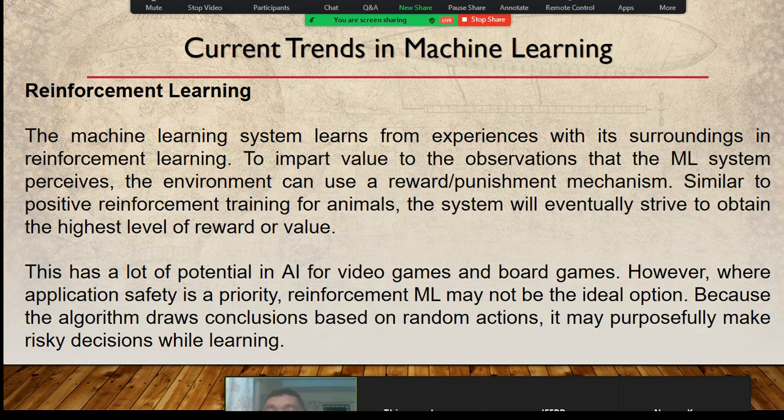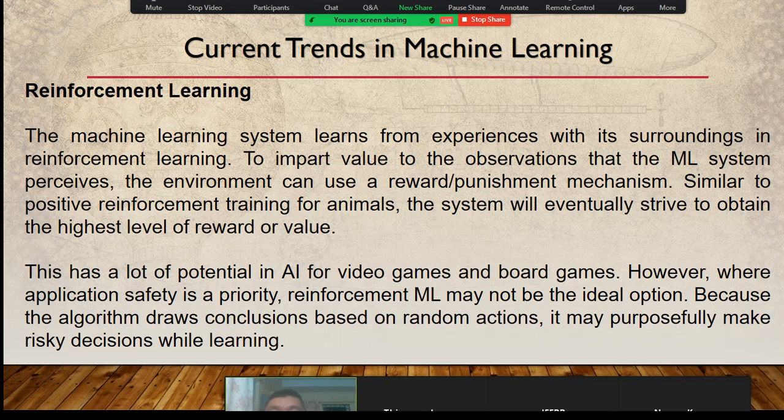We also have reinforcement learning. The machine learning system learns from experiences with its surroundings in reinforcement learning. To impart value to the observations that the machine learning system perceives, the environment can use a reward or punishment mechanism. Similar to positive reinforcement training for animals, the system will eventually strive to obtain the highest level of reward or value. This has a lot of potential in artificial intelligence, or AI, for video games or board games.